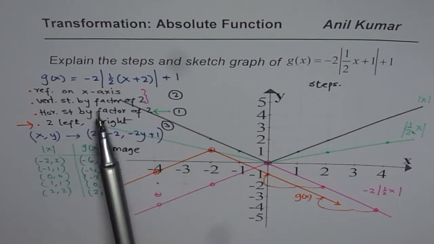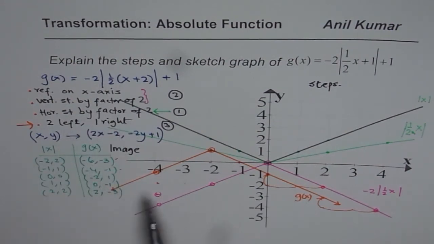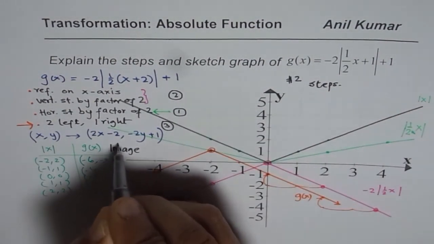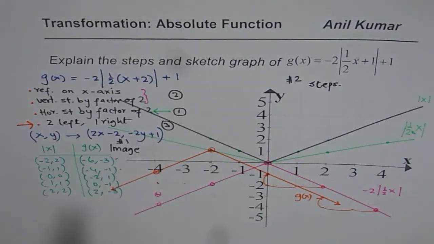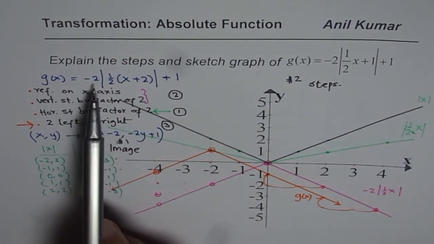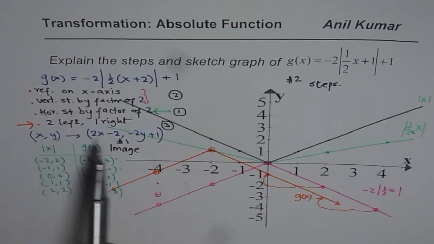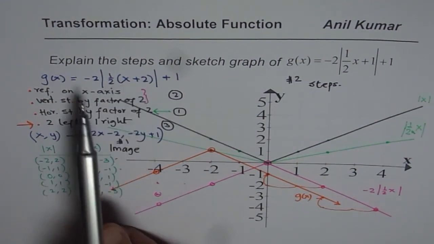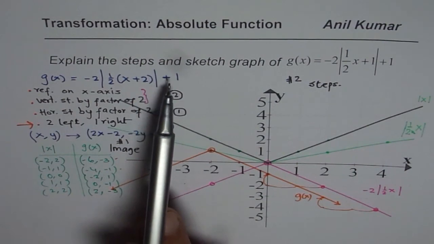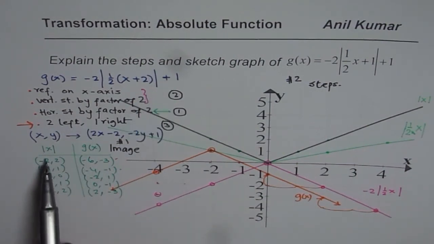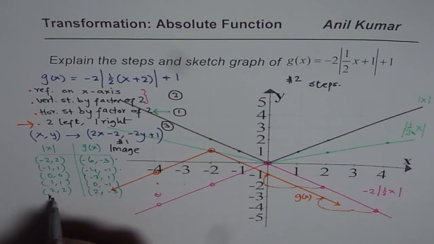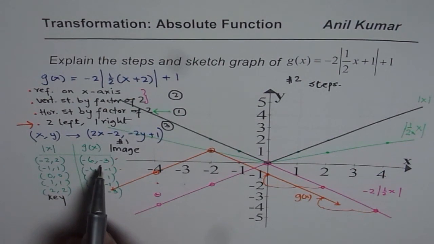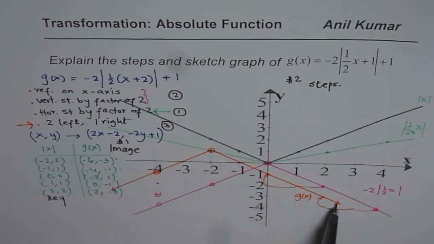Now there are 2 methods. One is using the image points. The other one is using the steps, right? So this is our method number 2, and this is our method number 1. For image points, we see that x, y coordinates get transformed to 2x minus 2, and y points will be multiplied by minus 2, plus 1. So take the key points. These are the key points for any absolute function, okay? Consider the key points, write down the transformed points, connect them to get your final graph.